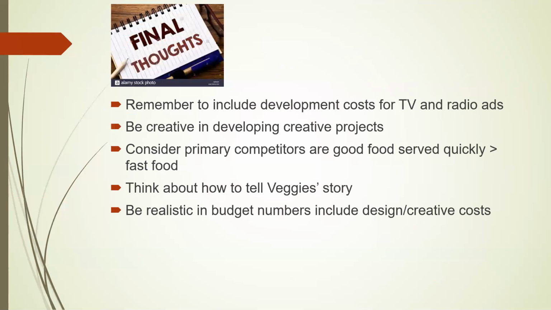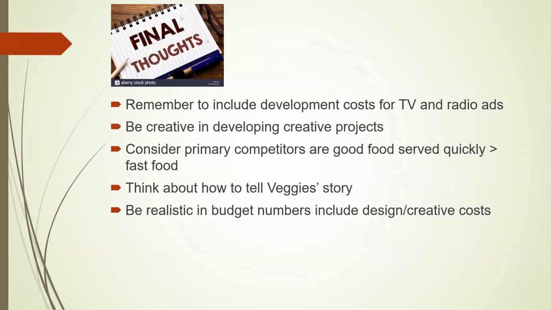Consider that the primary competitors are not fast food, but good food served quickly. And good food served quickly is more things like Panera Bread, Au Bon Pain, Chipotle. The fast food is Burger King, McDonald's. And when I think about veggies, I think their competitors are not Wendy's, Burger King, and McDonald's. They're more Panera, Chipotle, Au Bon Pain, and restaurants that are similar. And Chipotle also claims to have fresh food from locally sourced.